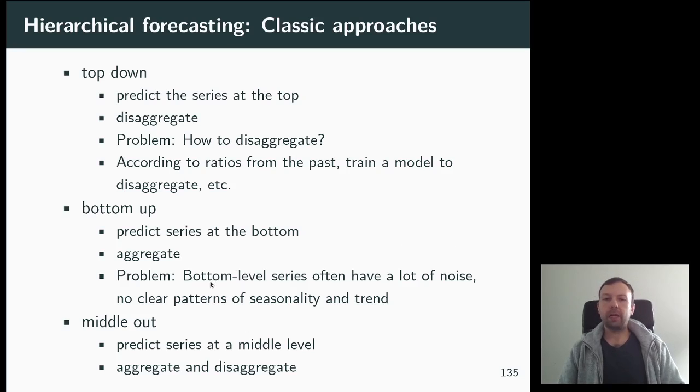The problem now is that the bottom level series very often have a lot of noise and you don't see clear patterns of seasonality and trend. Your sales are sparse, lots of zeros. So yeah, very often there's not very nice patterns to extract. So people came up with this idea of middle-out forecasting, where we basically just predict all the series at a middle level, and then you aggregate up and you disaggregate down.